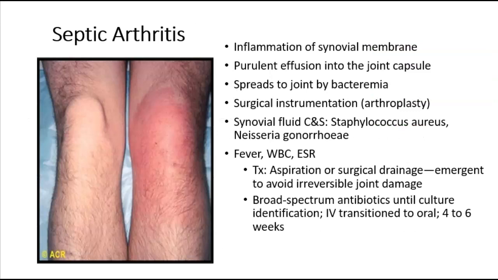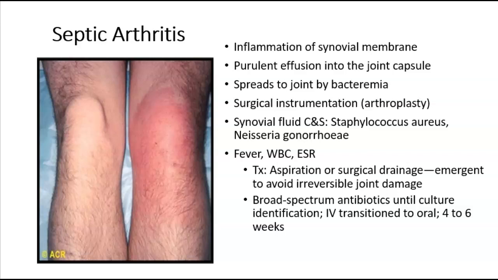Septic arthritis. Gonorrhea is actually the most common cause for septic arthritis in sexually active young adults. Bacterial arthritis is basically what it is, an arthritis caused by bacteria or virus, but again, gonorrhea is the most common for the young folks. It can lead to avascular necrosis.